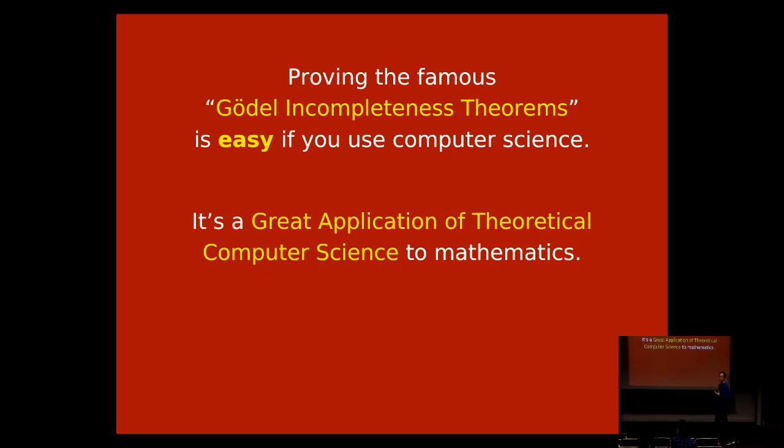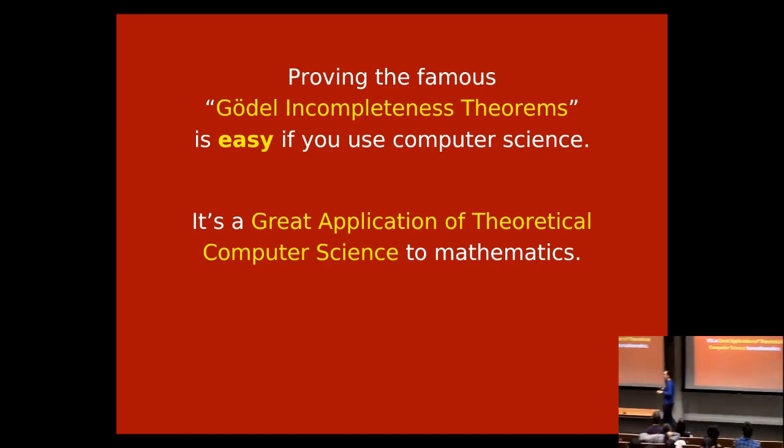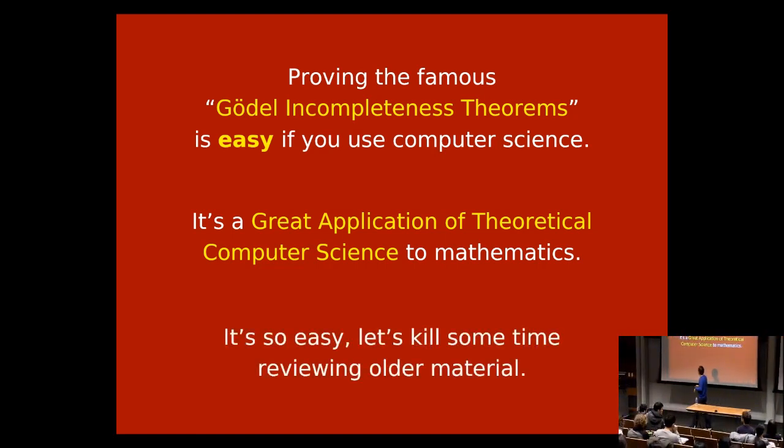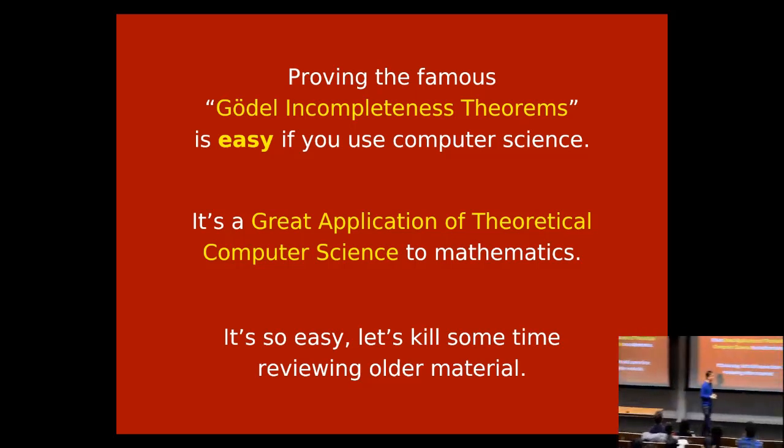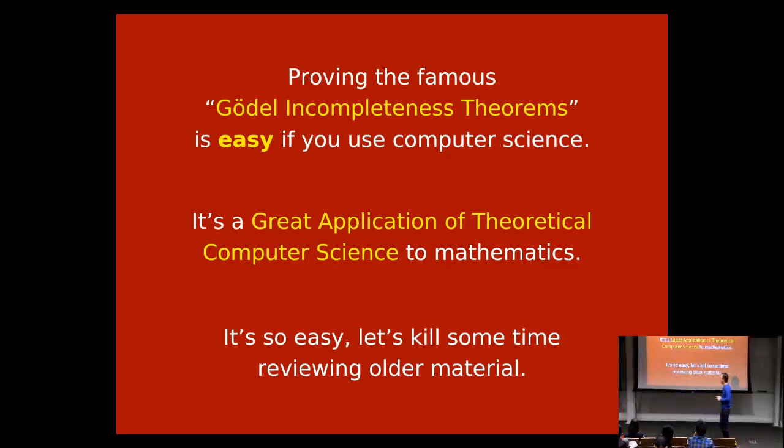I like this a lot because it's a great application of theoretical computer science back to mathematics. The mathematicians have this very complicated theorem, but if you look at it with a computer science perspective, it's not so bad. In fact, it's not so easy, but if I just jumped into the proof, we would be finished in like 40 minutes, and I don't want to do that. So let's kill some time by reviewing some older material, which will help us understand the proof a bit better. It still may not take us all of the class. Since it is still a tricky logic class, you should feel free to ask lots of questions and try to slow me down.